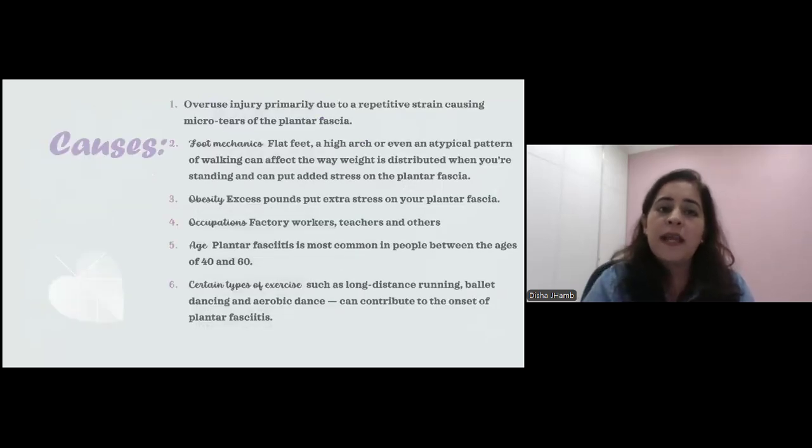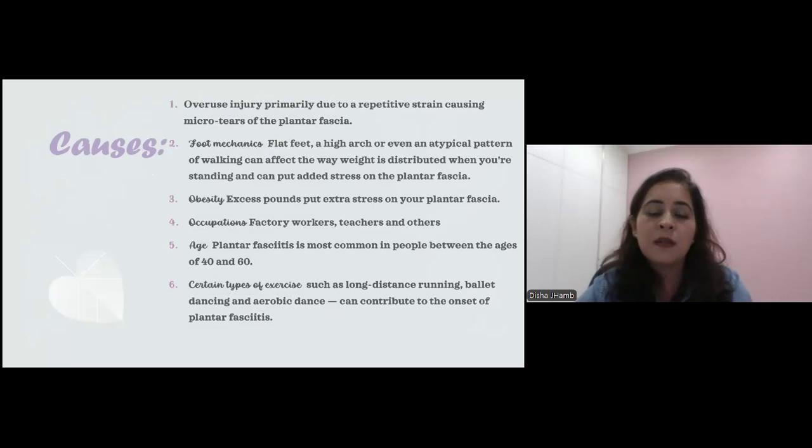What are the causes of this pain? There are multifactorial causes, like overuse injury. Anything that is repetitively causing strain on the plantar fascia leads to degeneration of the fascia and micro tears in the fascia, and that causes the heel pain. In some people, the foot mechanics is very disturbed. They have, genetically, either a very high arch or a flat foot, or a very atypical pattern of walking. That disturbs the weight on the plantar fascia. It is more on certain areas and less on other areas. So this also causes degeneration of the plantar fascia.